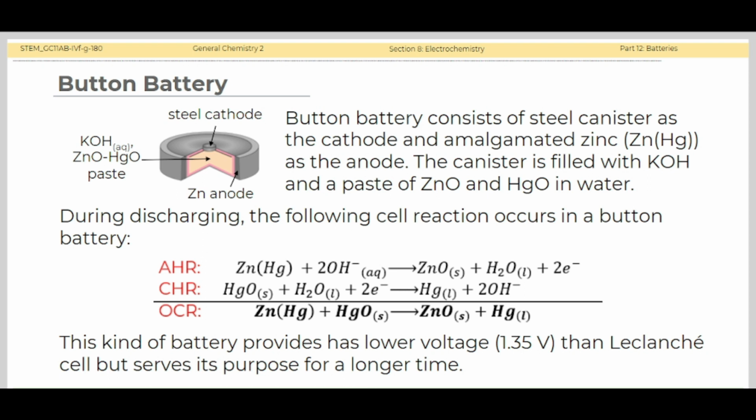During discharging, the following cell reaction occurs in a mercury battery. At the anode, the zinc in the amalgam is oxidized in the presence of hydroxide ion to zinc oxide, while at the cathode, mercury(II) oxide is reduced to produce elemental mercury. This kind of battery provides a lower voltage, 1.35 volts, than Leclanché cell, but serves its purpose for a longer time.